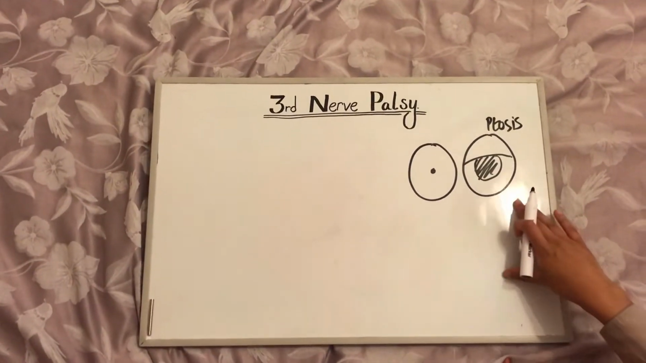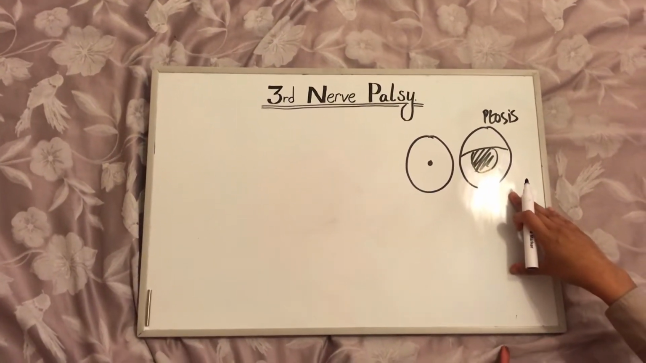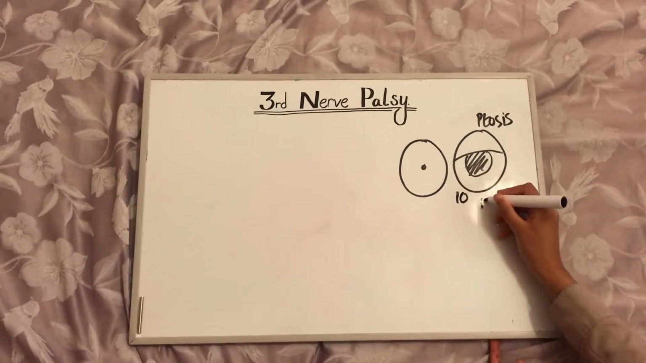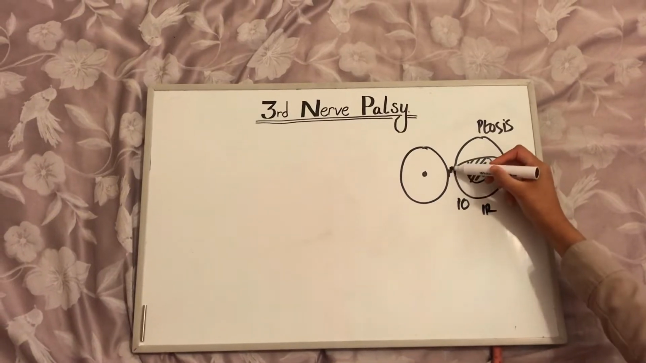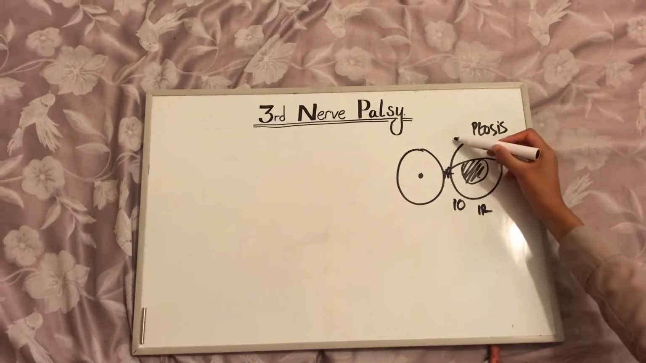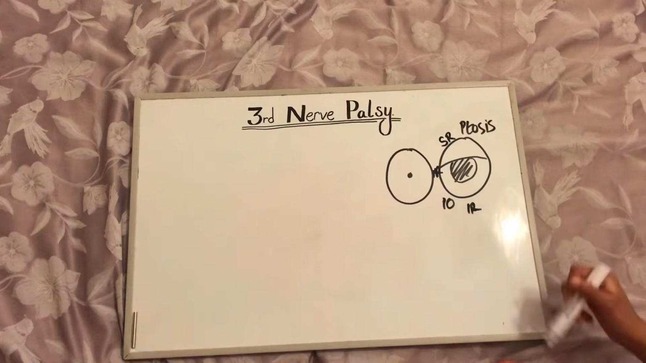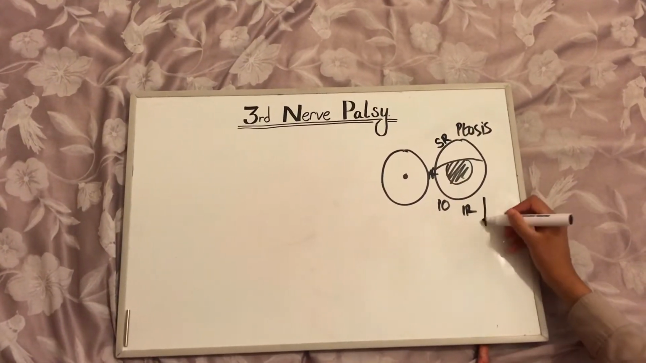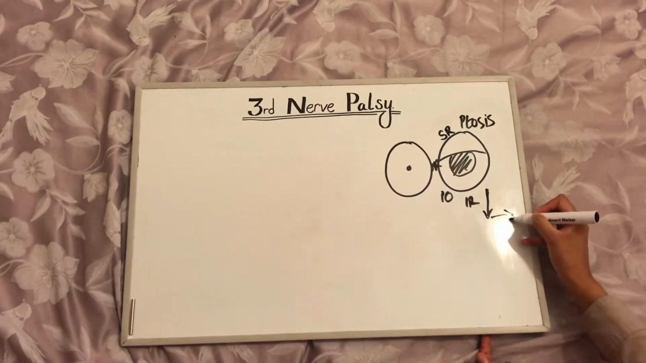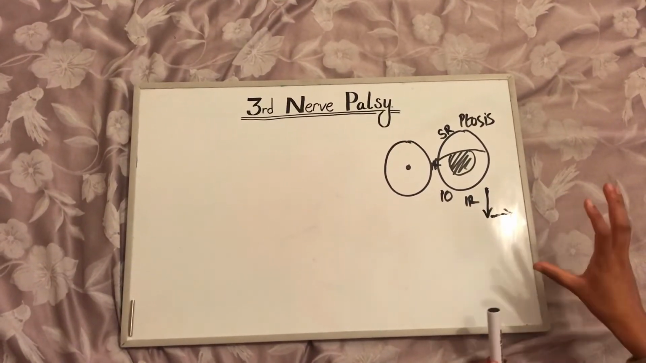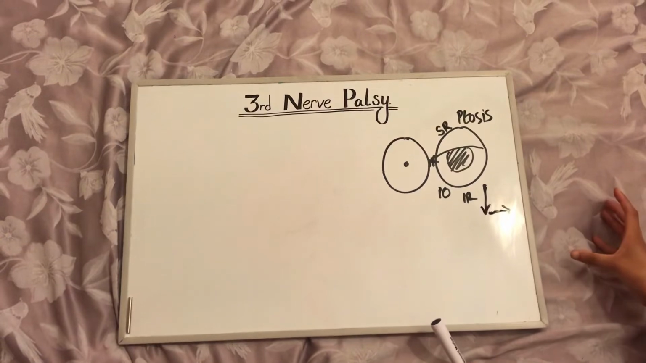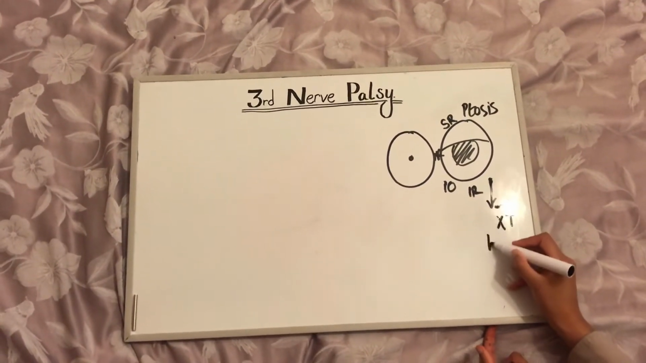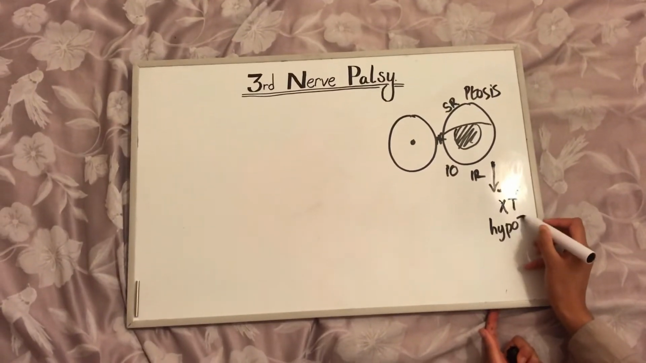The third nerve supplies a few of the extraocular muscles around the eye, such as the inferior oblique, the inferior rectus, the medial rectus, and the superior rectus. Now this mixture of muscles makes the eye move down and out. So a person with a third nerve palsy will have a strabismic eye with an exotropia and a hypotropia.